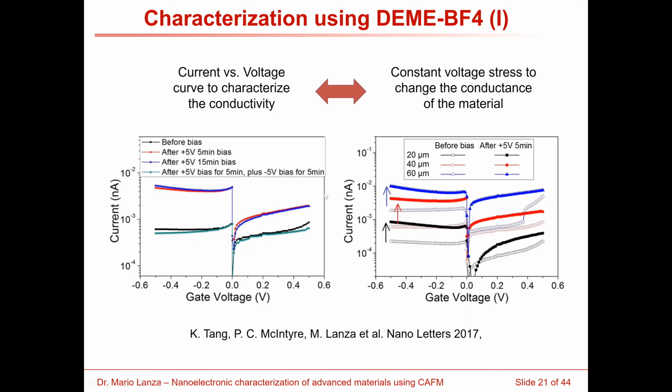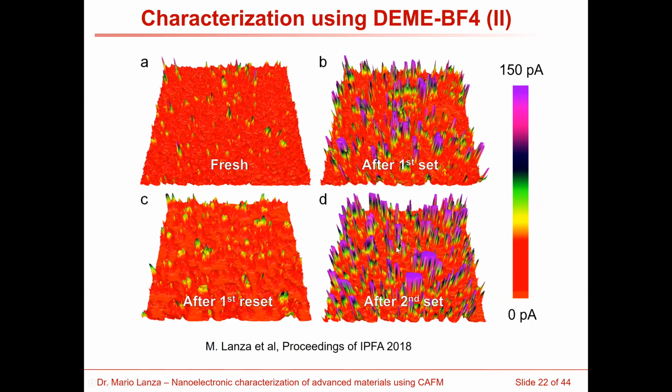Thanks to the conductive AFM and to this ionic liquid method, we have analyzed the fresh sample, and after the first set, after the first reset, after the second set, and we observe very clearly that after the set processes, the number of conductive spots is much higher, and the currents driven by them is also much higher, confirming that this is a distributed effect.